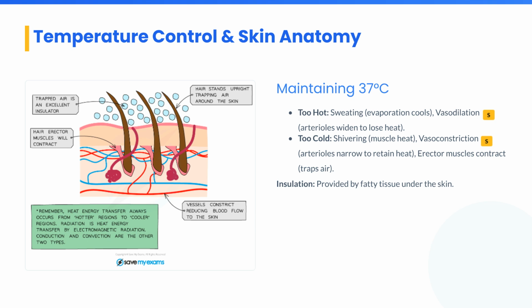The body controls temperature by maintaining 37 degrees Celsius. When too hot, sweating and vasodilation cool the body. When too cold, shivering, vasoconstriction, and hair erector muscles contracting help retain heat.